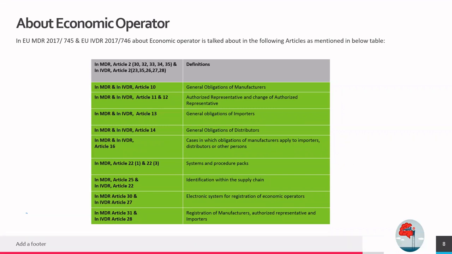15, you skip that. Then we come to Article 22, first and third sections, which talk about system and procedure packs. Article 25 of MDR and Article 22 of IVDR talk about identification within the supply chain. Then the electronic system for registration of economic operators, Eudamed, is Article 30 of MDR and 27 of IVDR. Then MDR 31 and IVDR 28 talk about registration of manufacturers, authorized representatives, and importers. So for now, remember 10, 11, 12, 13, 14, 16, because when I'm talking about other things, I may talk about the numbers.